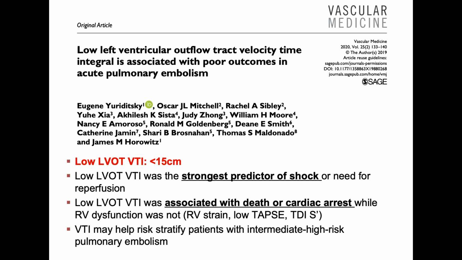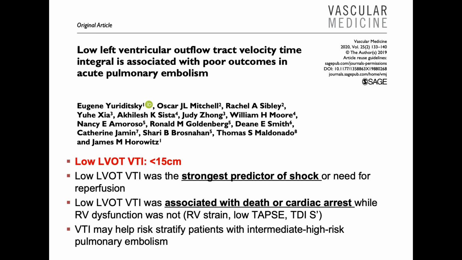A lot of people say, well, why do you care? How do you use this? This is for LVOT-VTI. So in the global function lecture, I talk a lot about LVOT-VTI. So if you want to review that, you can go back to that lecture. But the velocity time integral in the LVOT correlates with cardiac output. And so this is a study that talks about how we can use LVOT-VTI to help risk stratify our patients with PE.